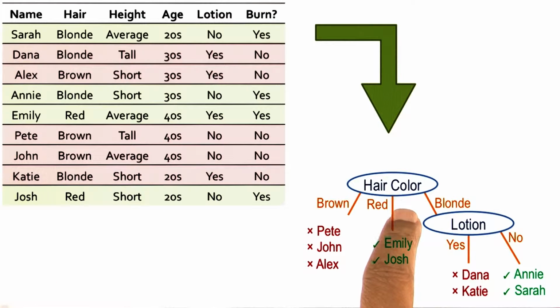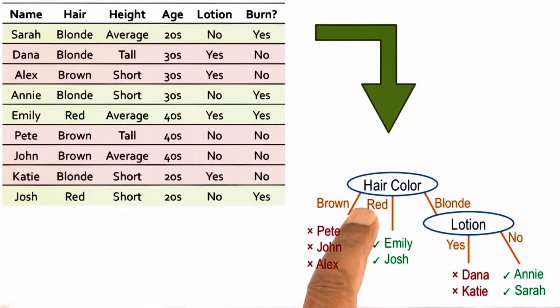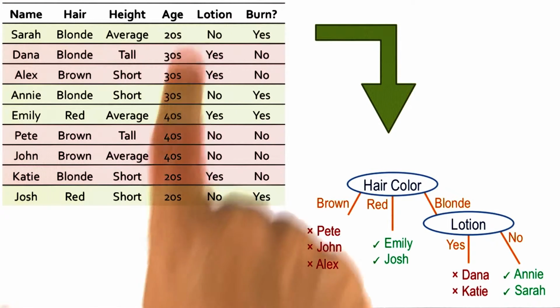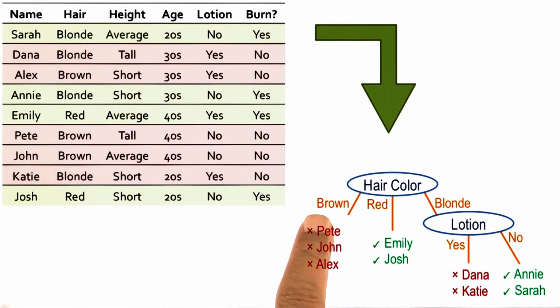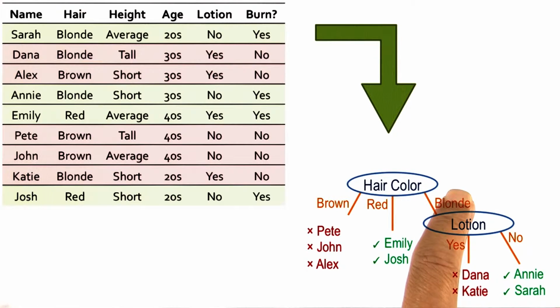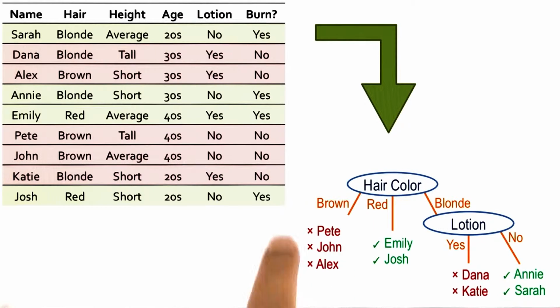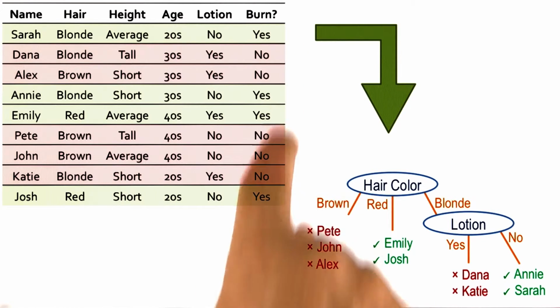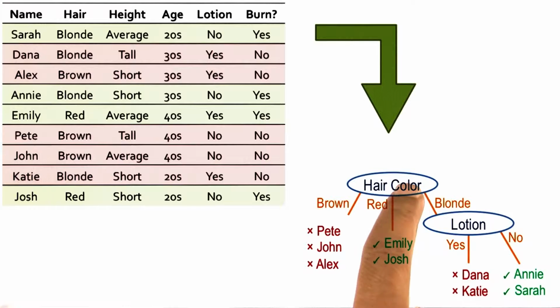One possibility is to discriminate first on hair color. Hair color classifies all of these 9 examples into 3 categories: brown, red, and blonde. The interesting thing about the choice of hair color is that in case of brown, all the sunburn cases are negative. People with brown hair apparently don't get sunburn. In case of all the red-haired people, there is sunburn.